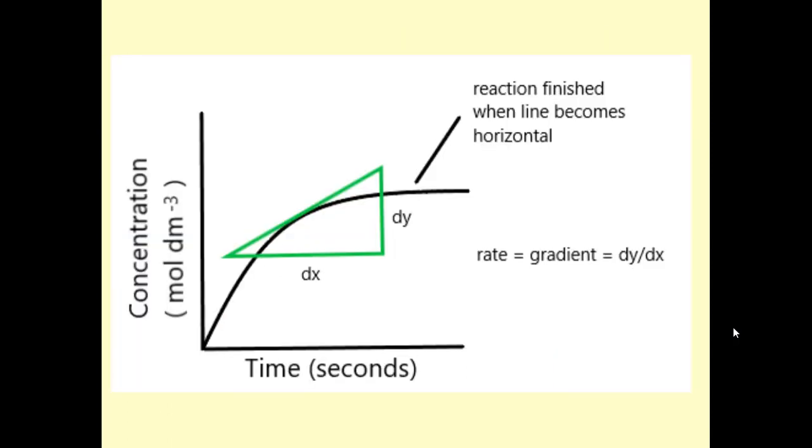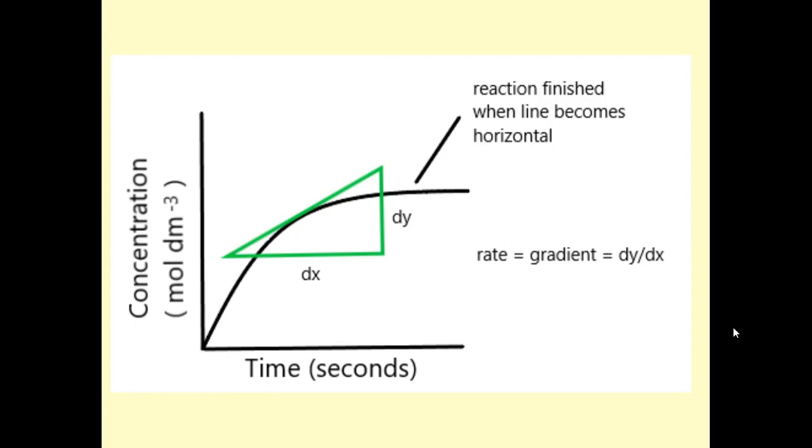So from this curve, if we want to work out the rate, we need to work out the gradient. To work out the gradient of a curve, we take any time along that curve and we draw a tangent. So we draw a tangent at whatever point it is, whatever time we want to measure the rate, and we then work out the gradient of that tangent by dividing the change in y by the change in x, and that gradient will be equal to the rate.